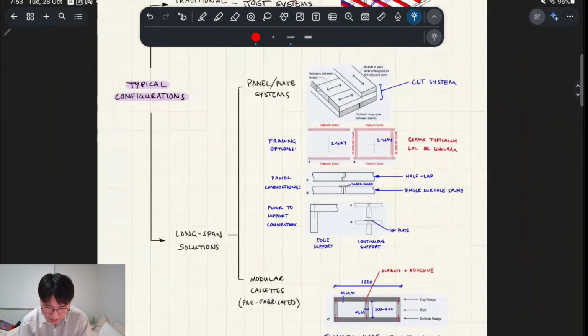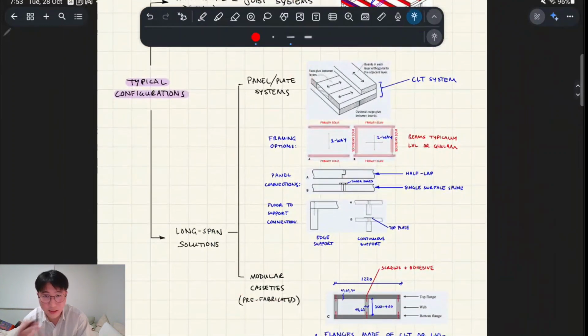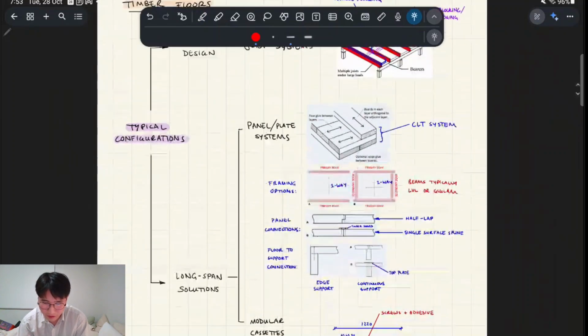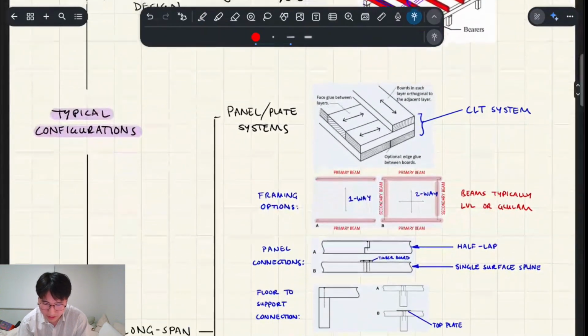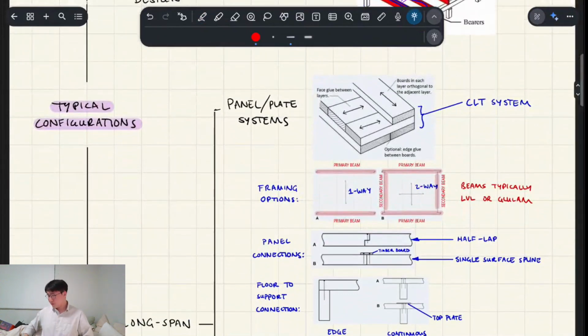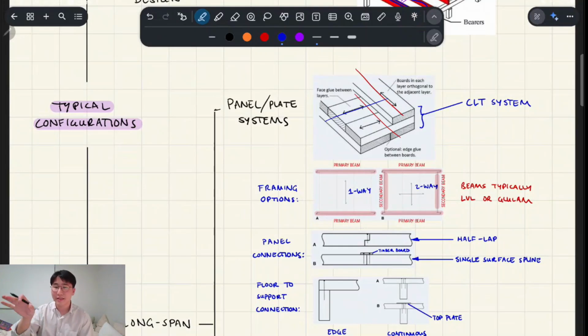Long span solutions, you've basically got two main types. You've got your panel plate system, so for example a CLT system, which we've briefly covered earlier in this course. That's where you've got this engineered wood product, where you've got planks of wood next to each other, and you've got different layers stacked perpendicularly to each other. And you've got your major direction and your minor direction. The major direction is the one where you've got more members running that way, and your minor direction is the one where you've got fewer layers, I should say.